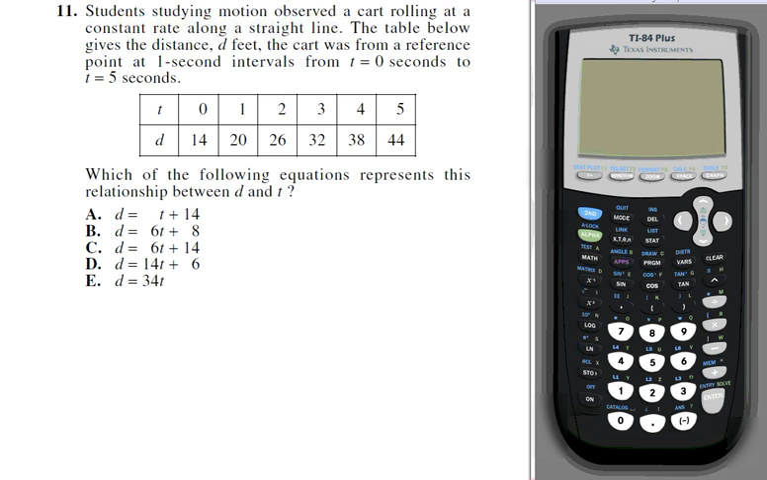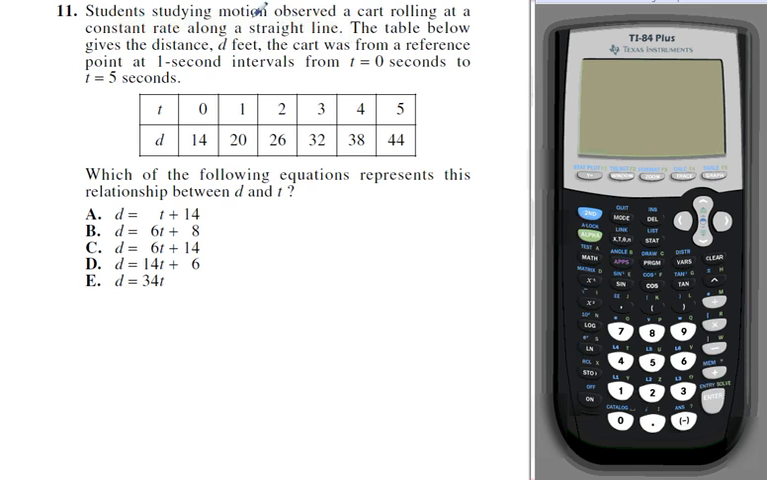And here we go. So first up, students studying motion observed a cart rolling at a constant rate along a straight line. The table below gives the distance d in feet the cart was from a reference point at 1 second intervals from t equals 0 seconds to t equals 5 seconds. Which of the following equations represents the relationship between d and t?